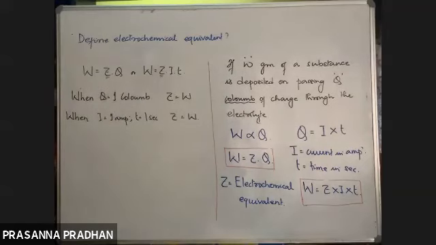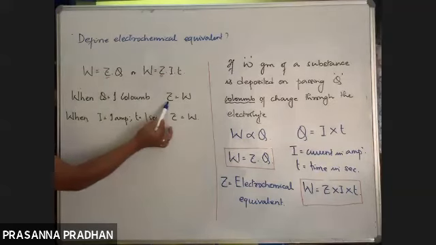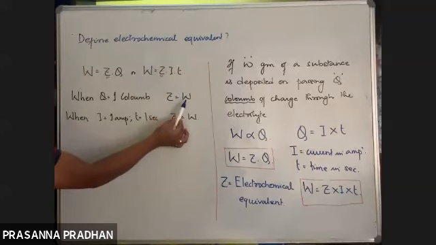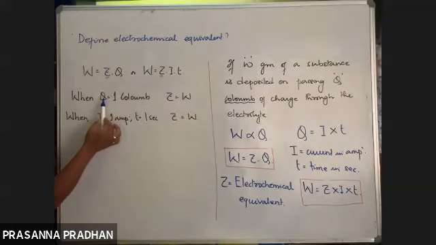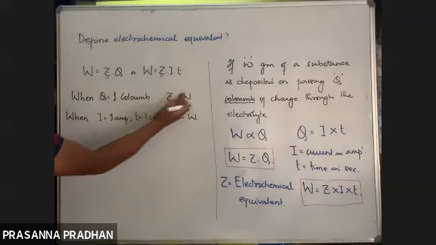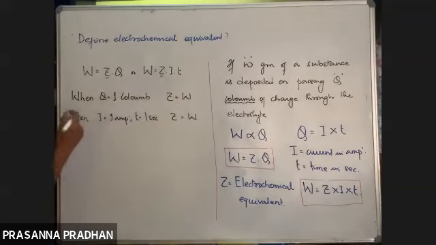So yes, now we are in a position to define this electrochemical equivalent. Electrochemical equivalent is defined as the weight of a substance deposited or liberated when 1 coulomb of charge is passed through the electrolyte, or when 1 ampere of current is passed through the electrolyte for 1 second. Okay, when will Z be equal to W? When Q equals to 1 coulomb.